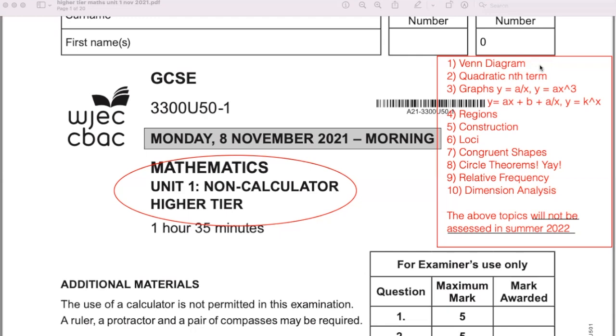Okay. Now the next topic will not be in your exam, and this is the most difficult topic, I would say, people struggle with. Even though it is not that difficult, there are a lot of things that you have to memorize, and people tend to forget in the exams, even the higher tier kids. Okay, so circle theorems not going to be in your exams. Yay! Number nine, relative frequency.